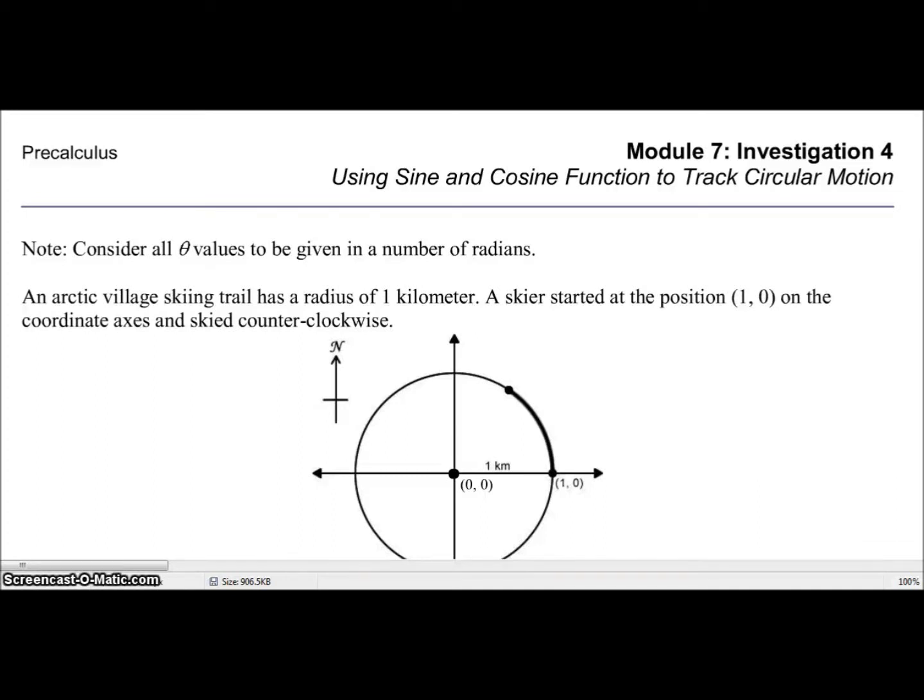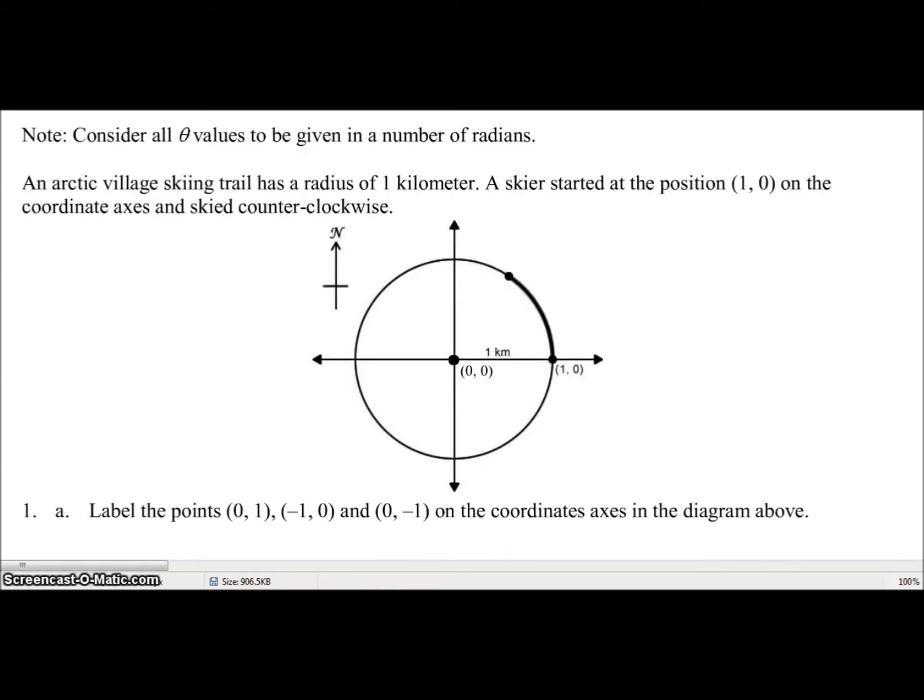Module 7, Investigation 4, using sine and cosine functions to track circular motion. Note, consider all theta values to be given in a number of radians. An Arctic village skiing trail has a radius of 1 kilometer. You see the radius of 1 kilometer here. A skier started at position (1, 0) on the coordinate axes and skied counterclockwise.